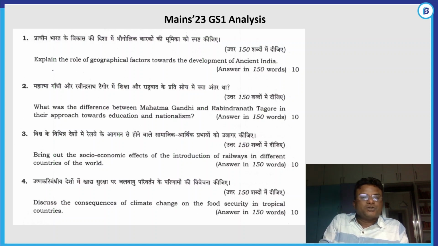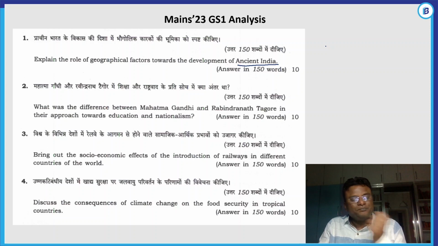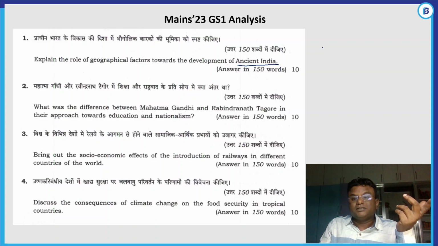तो देखो ये फर्स्ट क्वेश्चन जो है, एक्सप्लेन द रोल ऑफ जियोग्राफिकल फैक्टर्स टुवर्ड्स द डेवलपमेंट ऑफ एंशियंट इंडिया. The first question itself is, I should not say a bouncer, but the main syllabus for GS1 talks only about the modern history of India and the post independence era society. But then you suddenly see a question on ancient India here. All the preparation that you have done for prelims is going to be useful here, but generally you should have a very good idea of entire history, ancient, medieval and modern. This is what is coming out of this question.